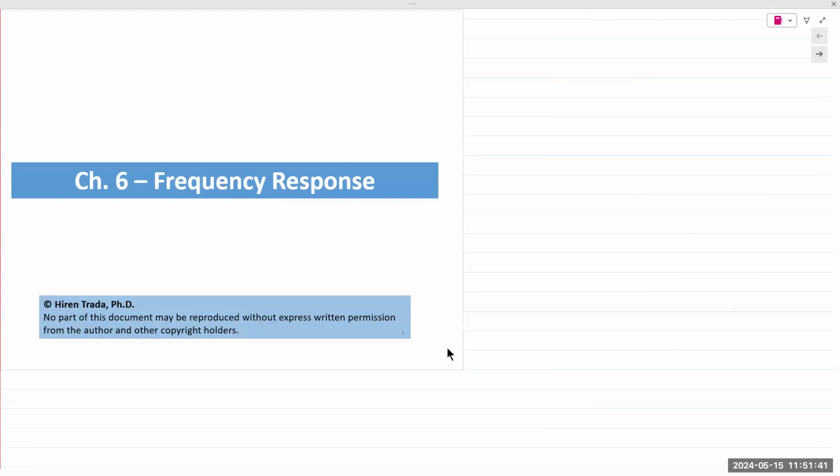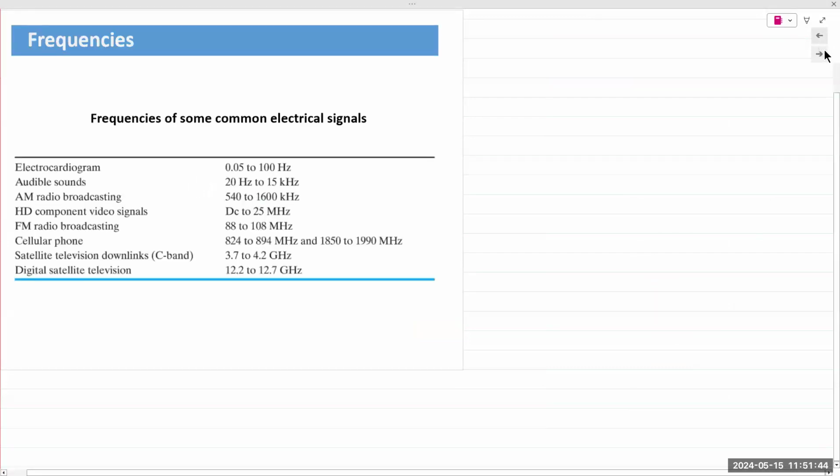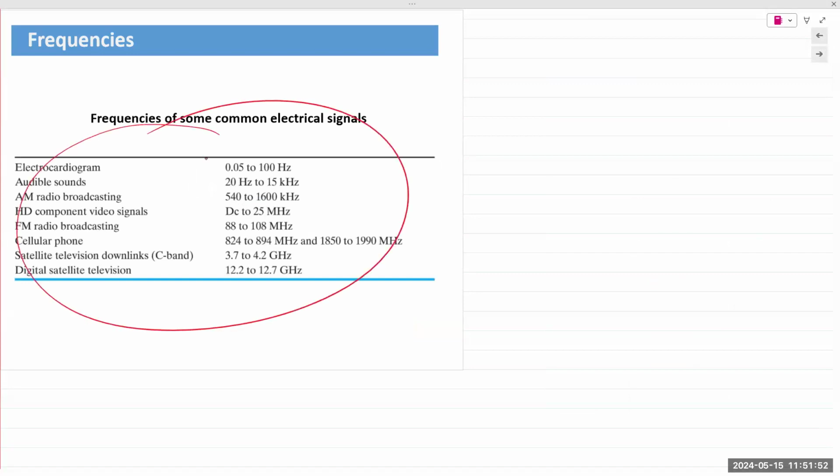So chapter 6 is frequency response. And we'll have to adjust our thinking a little bit for this chapter. Okay, and I'll explain what I mean. So here are listed some of the frequencies of the most common electrical signals that we use in everyday life. Whether it's a wired connection or a wireless connection, all signals are transmitted using certain frequencies. When I say signals, it's a generic, umbrella term that encompasses voltages and currents. Signals just means a quantity that's traveling from one point to another point.